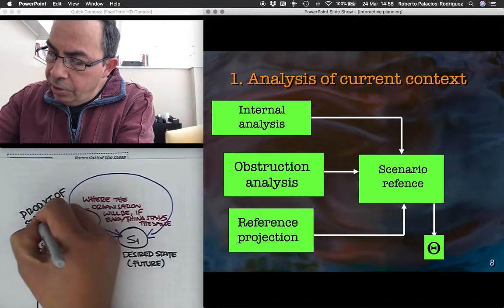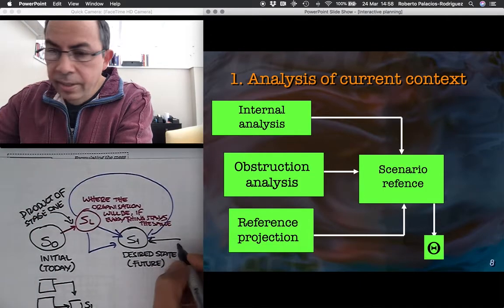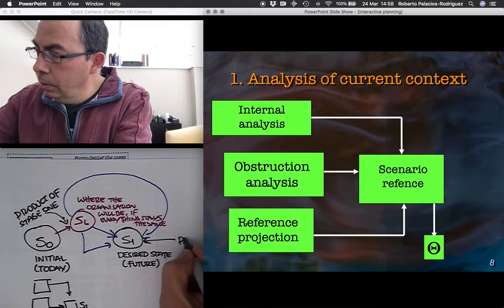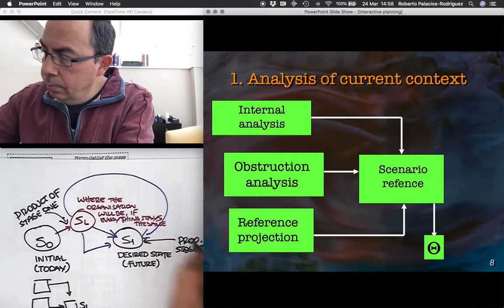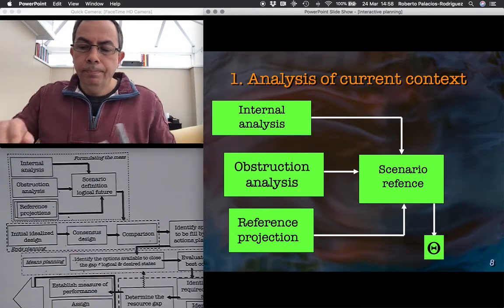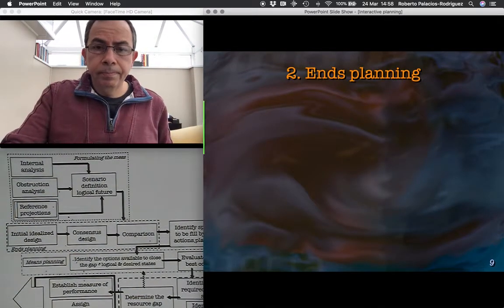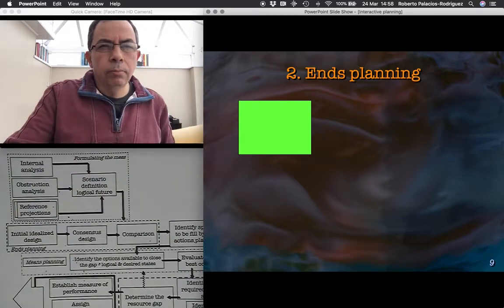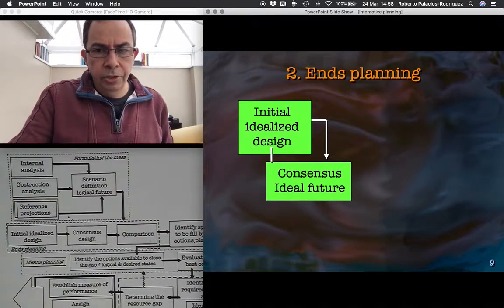Let me call it stage 1. This one, this is the product of stage 2. Okay? So, let's go through that one. That stage is called ends planning. It is composed of really two activities, and the third one is the comparison stage.